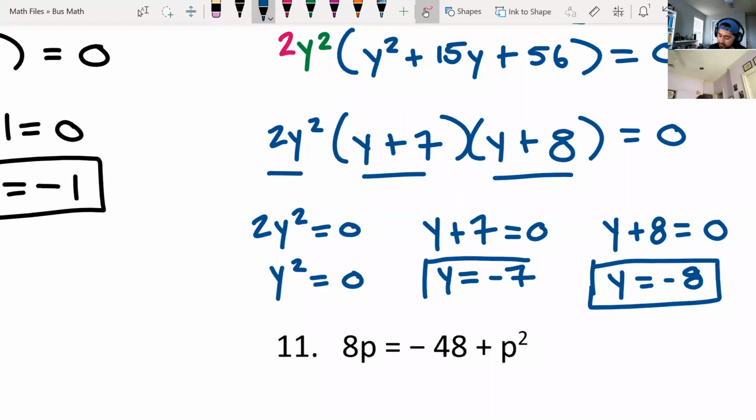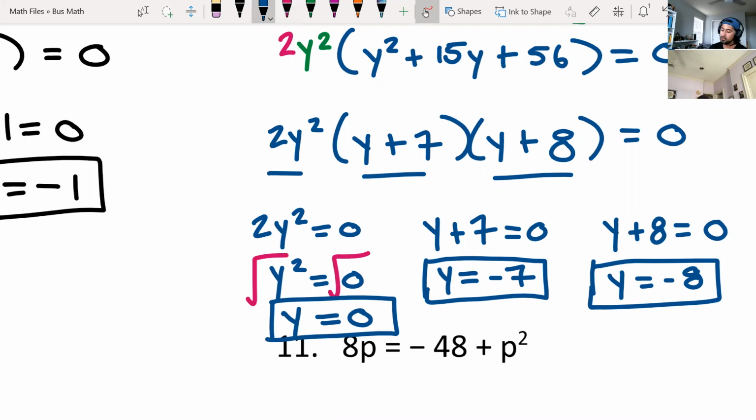We haven't learned this method yet, but we will on the next page. It's called the square root method. When you have y squared equal to a number, in order to solve for just y, you would square root both sides. And this would leave us with just y equal to 0. And there's our answer. Again, we'll learn more about the square root method on the next page.